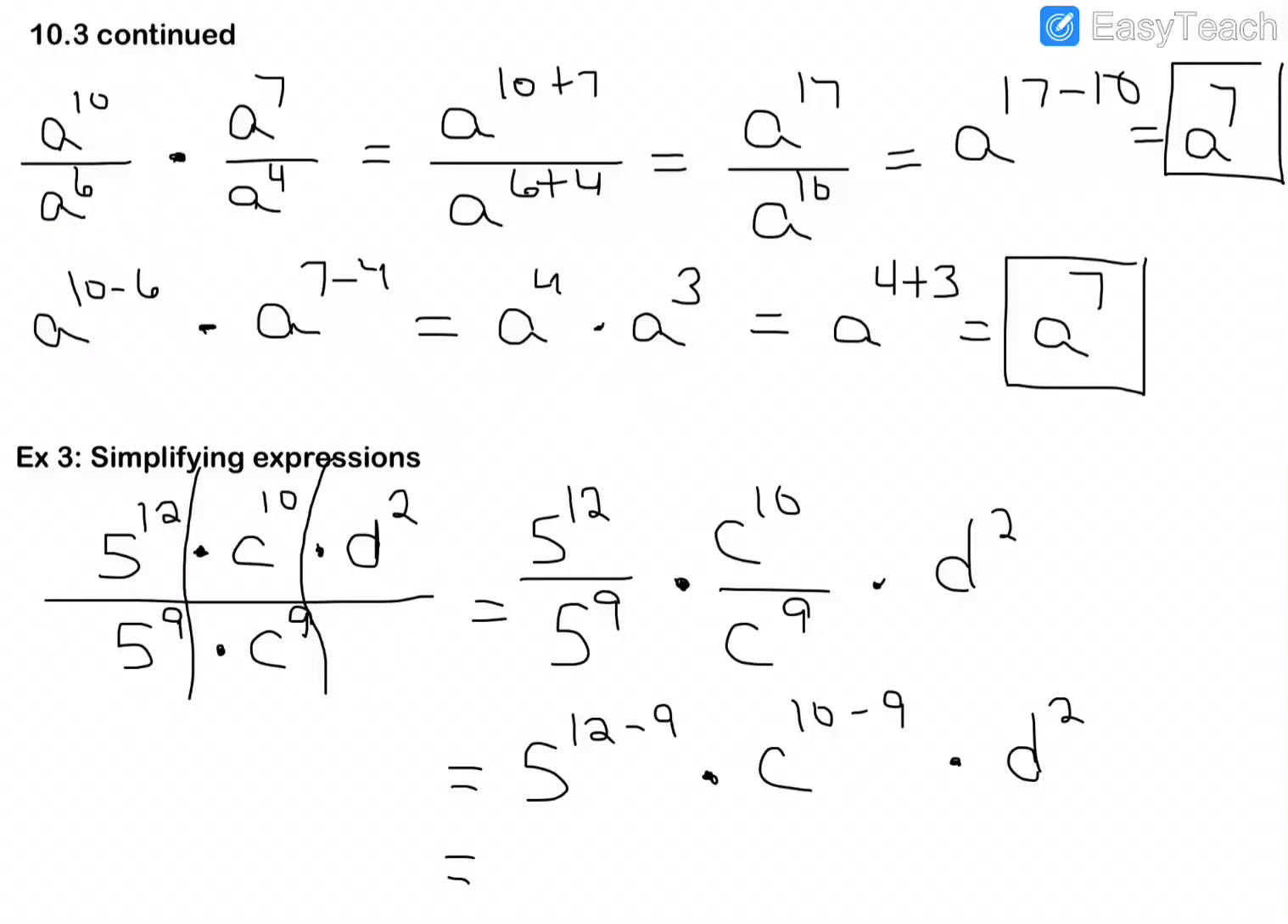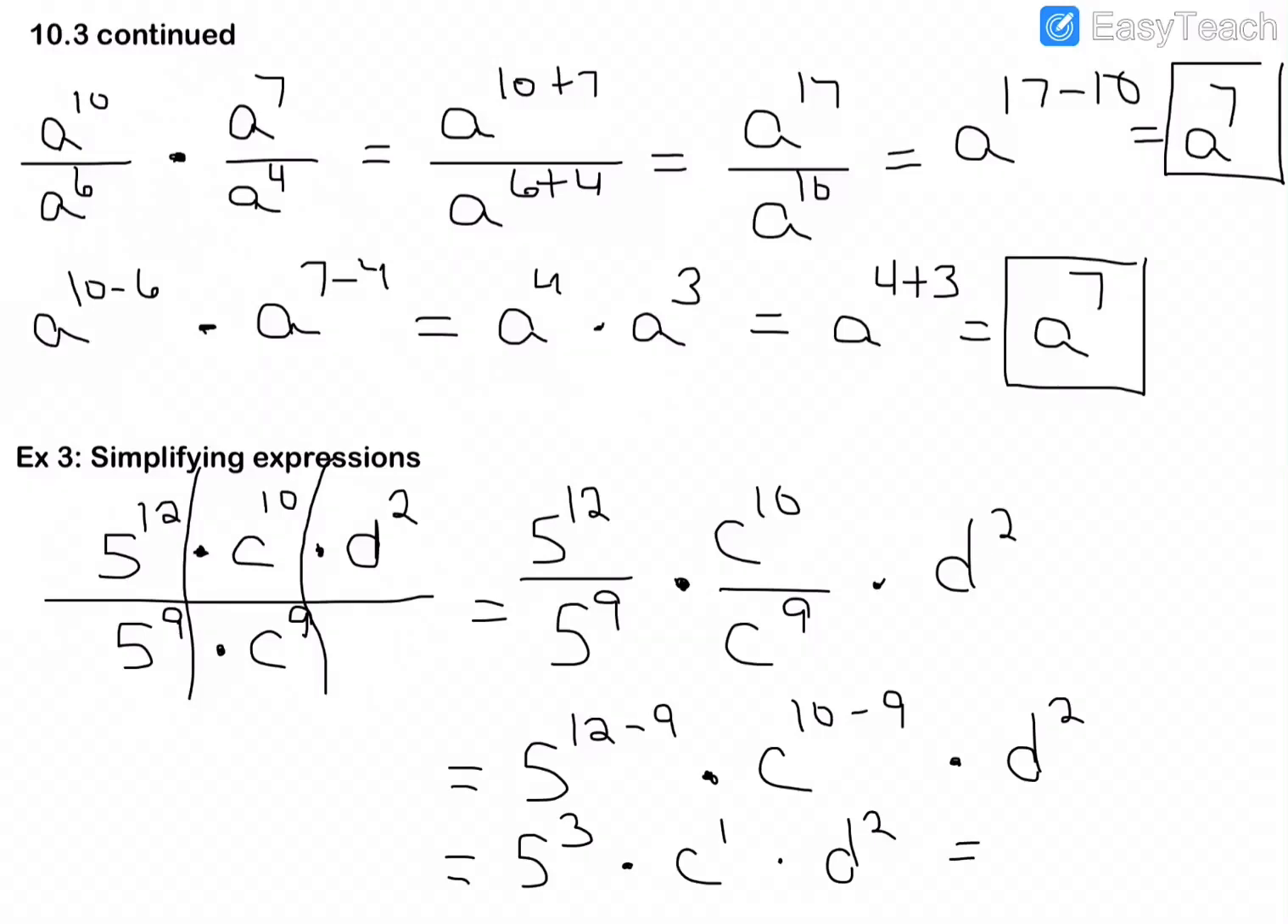5 to the power of 12 minus 9 is 5 to the power of 3 times c to the power of 1, which anything to the power of 1 is just itself. So c to the power of 1 is c times d squared. And now I need to actually solve what 5 to the power of 3 is. I can't leave it like that.